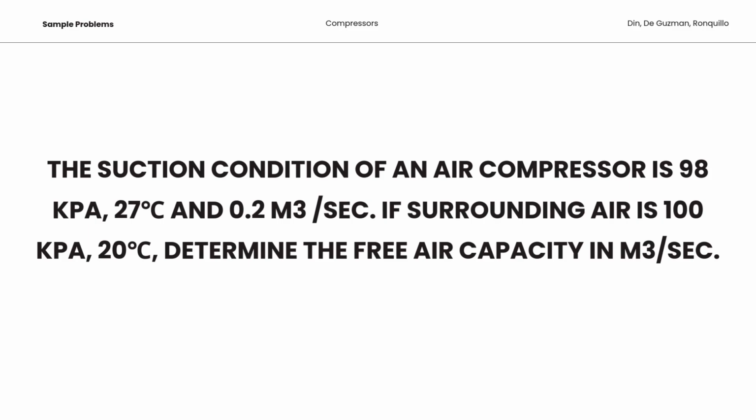So for the next sample problem, the suction condition of an air compressor is 98 kilopascal, 27 degrees Celsius and 0.2 cubic meter per second. If surrounding air is 100 kilopascal, 20 degrees Celsius, determine the free air capacity in cubic meter per second.